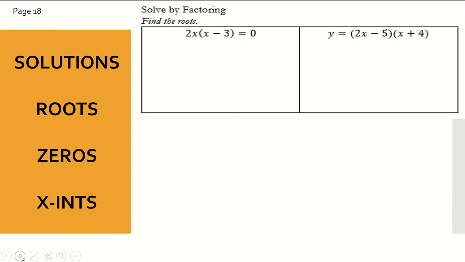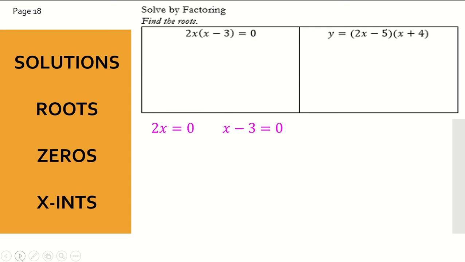So we're going to look at solving by factoring. When we solve by factoring, the first one we notice is already factored. It's 2x times x minus 3. We can't factor x minus 3 any further. There's no GCF, for instance. It's not a difference of two squares. So therefore, since it's already in factored form, we will set each factor equal to 0. So we would say 2x is equal to 0 and x minus 3 equals 0.